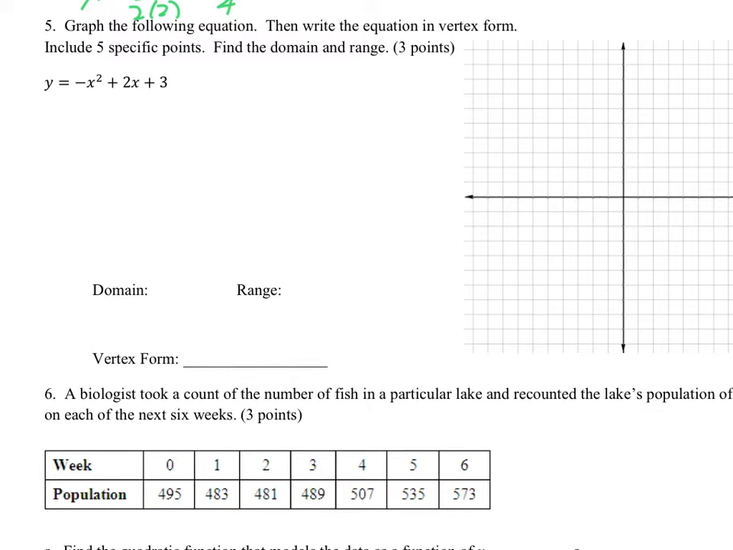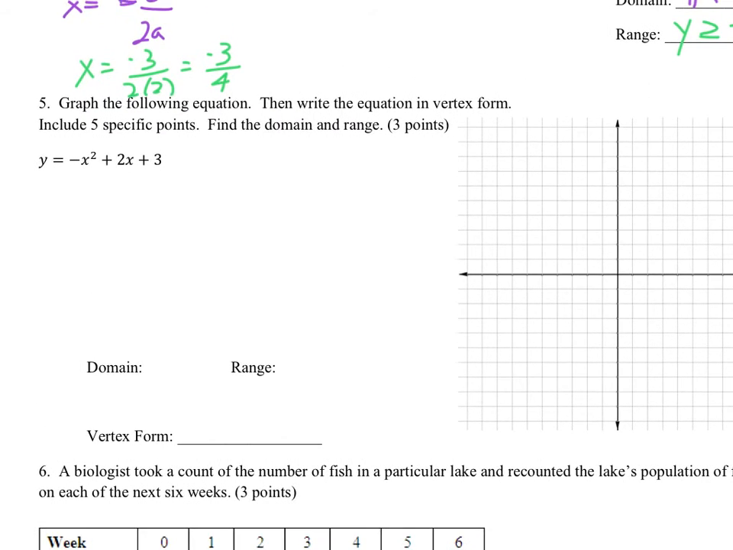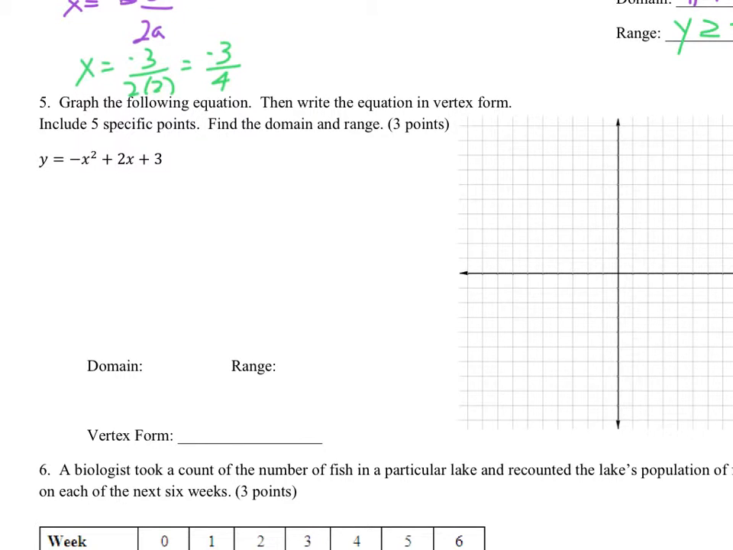That brings us to number 5. Again, we've got another equation in the standard form. Again, I'll use the opposite of b over 2 times a in order to find the x-coordinate of the vertex. So x equals negative 2 over 2 times negative 1. So we get a 1 for the x-coordinate of the vertex.